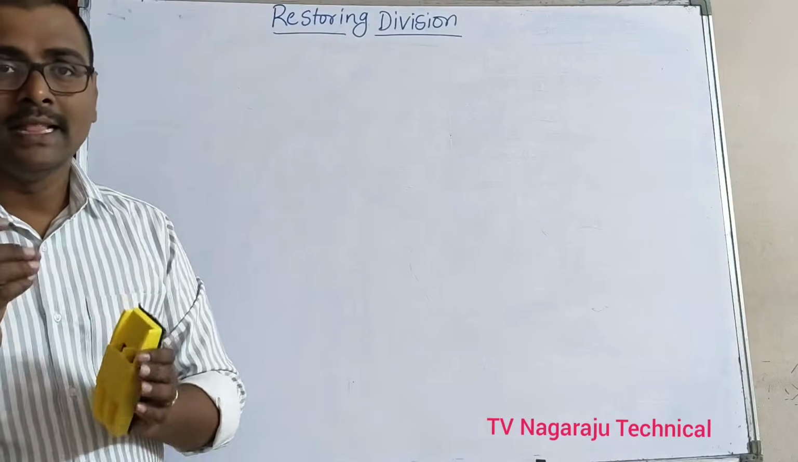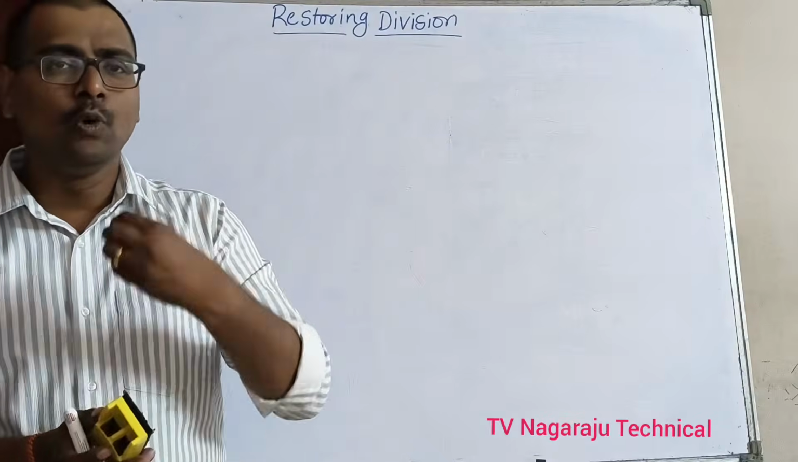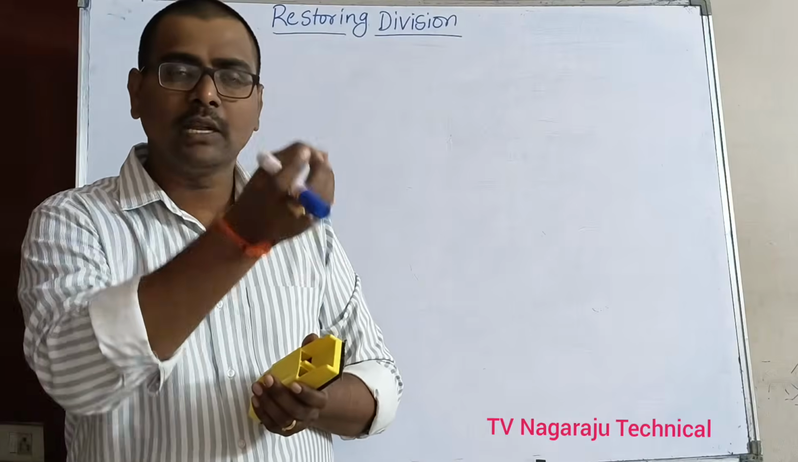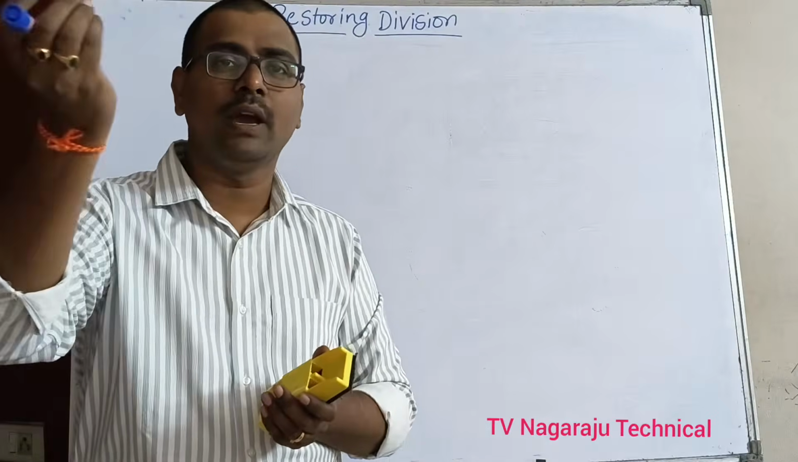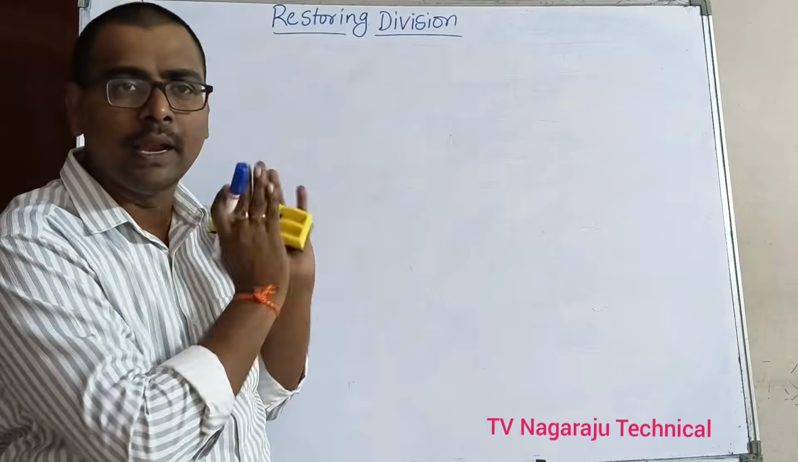Welcome to our channel. In this session, we will discuss the concept of the restoring division algorithm. We generally perform division with a dividend and a divisor. If the divisor exactly divides the dividend, we get a quotient value of 1. The same procedure is applied here.